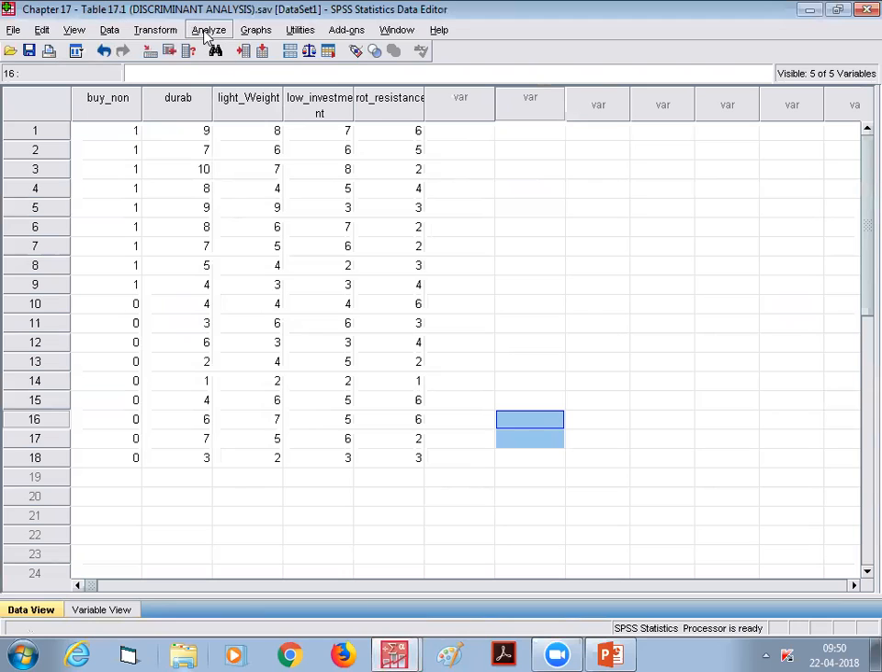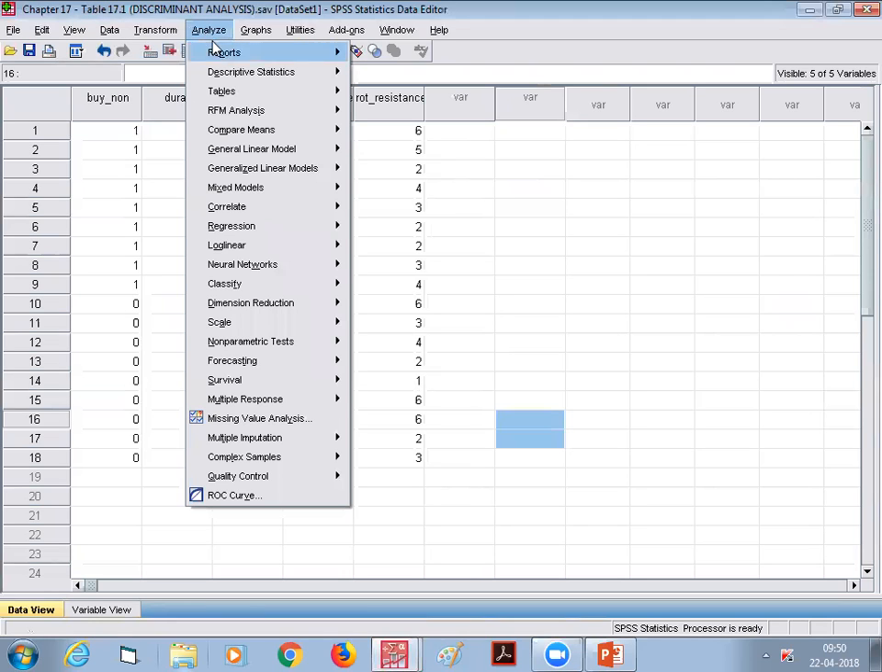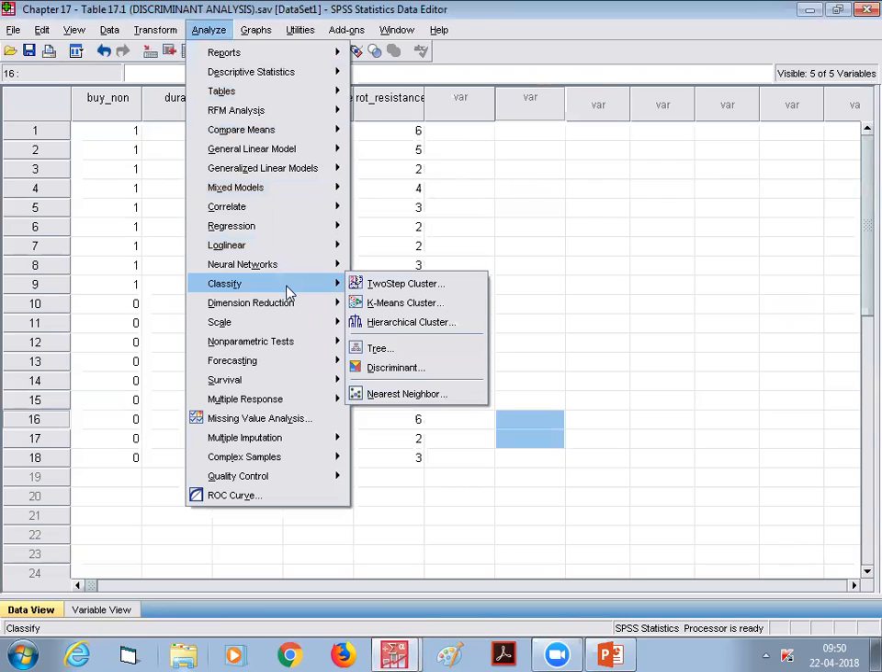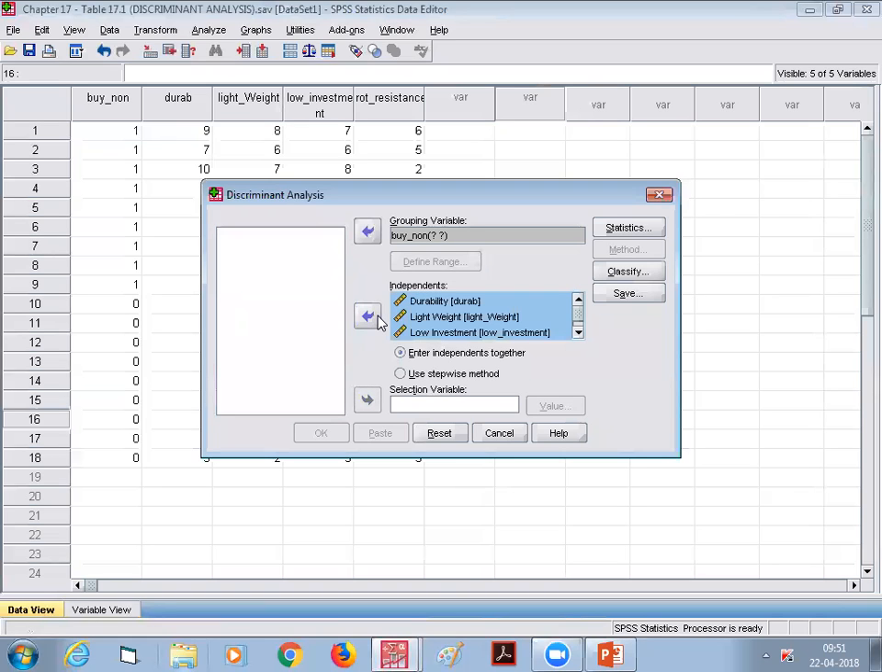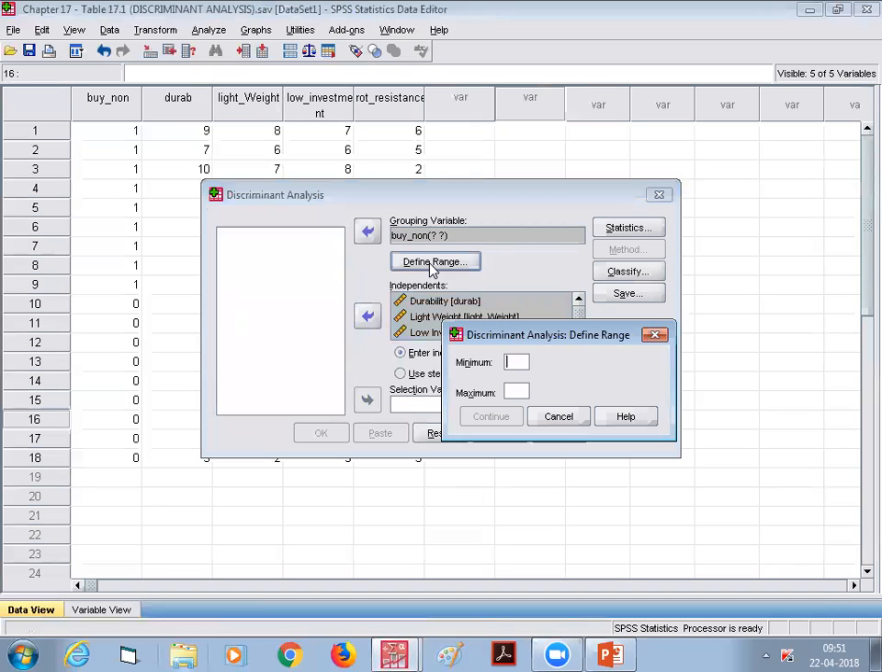How to do that? I'll go to Analyze, and Classify is there. In Classify, the discriminant model is there, so I'll click this discriminant model. Now, what is the grouping variable? Buyer and non-buyer is the grouping variable. What are the independent variables? The independent variables are durability, lightweight, low distance, and this one, durability. Okay, 4 independent variables.